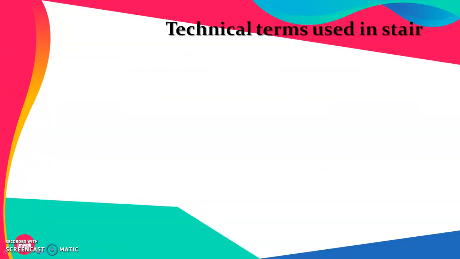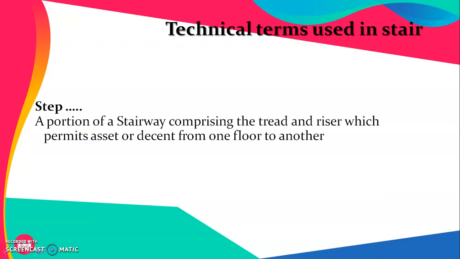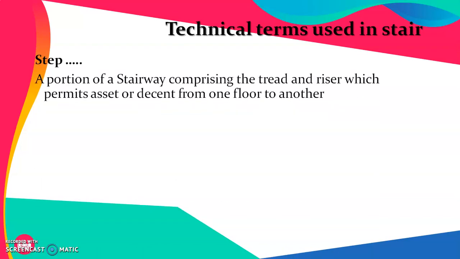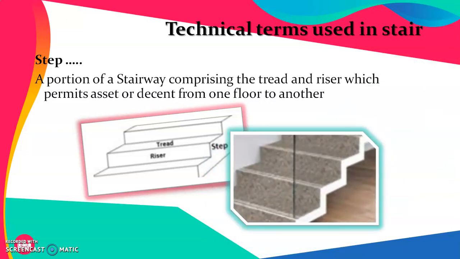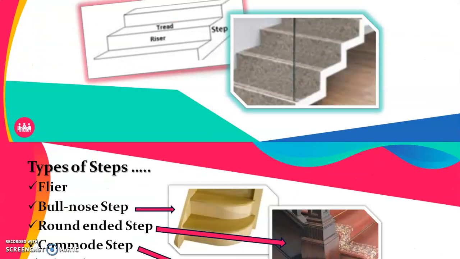So let's start understanding different technical terms used in stair. The basic one is a step. Step is a portion of a stairway comprising the tread and the riser which permits ascent or descent from one floor to another. This is the picture of the step which shows the tread and the riser which makes a step. This is a real life picture of a step which is made up of the riser, the vertical element, and the tread, the horizontal element.